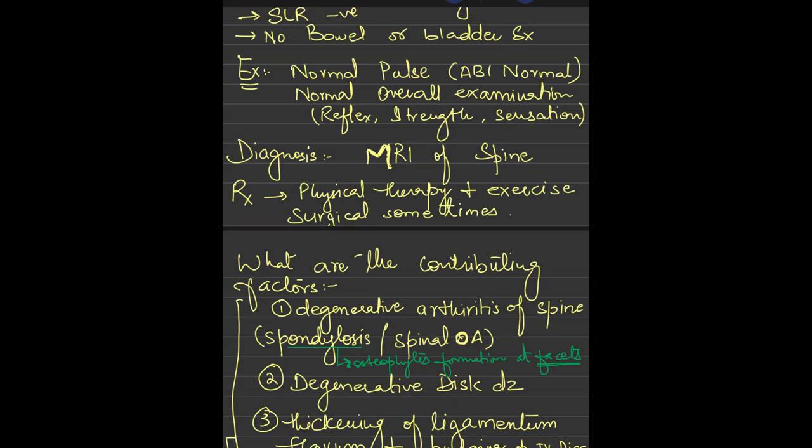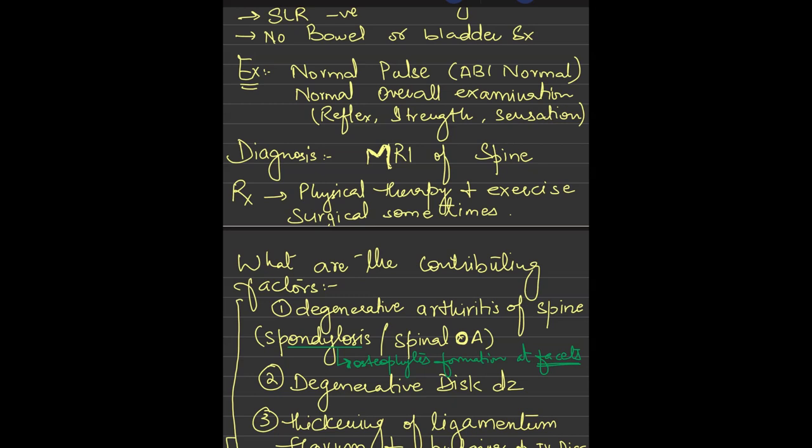Examination: normal pulses will be present if you check the dorsalis pedis or something. Normal overall examination, like reflexes will be normal. There will be no strength problems, and sometimes sensation could be normal. For diagnosis, we do an MRI of the spine because they are 60 or above and we don't know what's going on. We do the MRI and we find out. Treatment is physical therapy and exercise. Surgical options are sometimes available but not always.